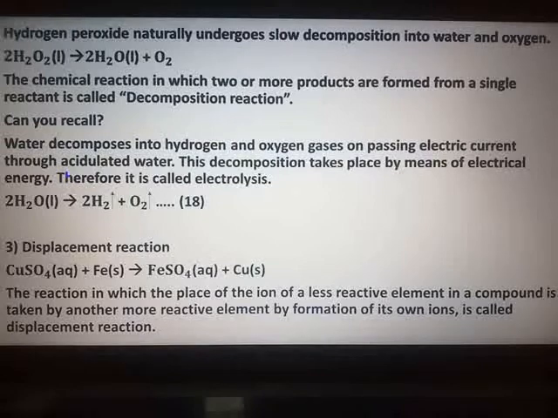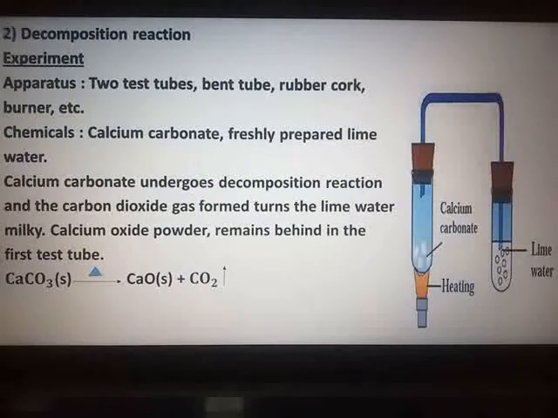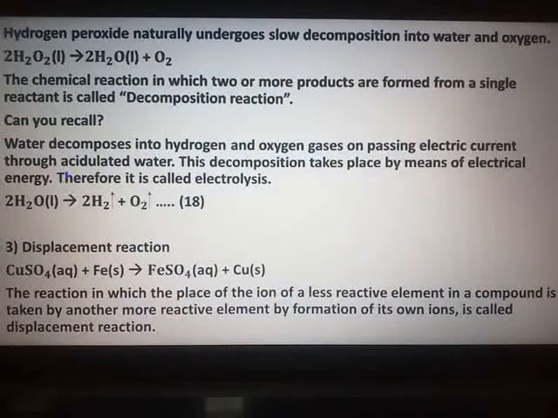Now for decomposition, there are two types. The first one is thermal decomposition. You don't have to go into details much. Thermal means here you can see strongly heated. Thermal means heat energy has to be provided to carry out this decomposition reaction. So it is called thermal decomposition, whereas the next type is electrolytic decomposition.